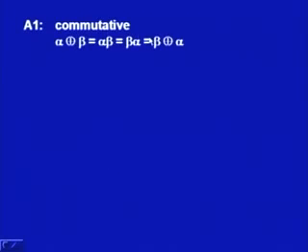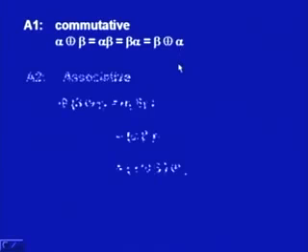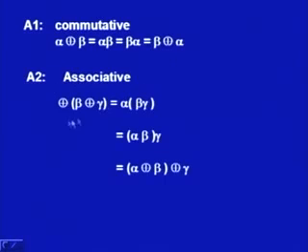Next is the commutative property. Alpha plus beta is equal to alpha beta, which is equal to beta alpha, because these are numbers and they commute, and this is nothing but beta plus alpha. The next property is associative. Alpha plus beta plus gamma is equal to alpha beta gamma. These are numbers, so they can be associated and written in this form. So this becomes the associative property.